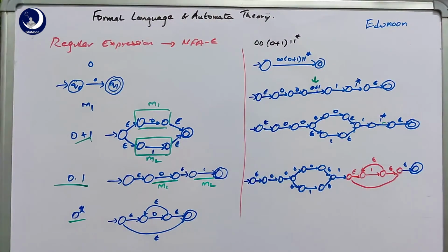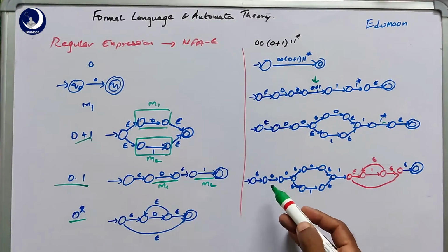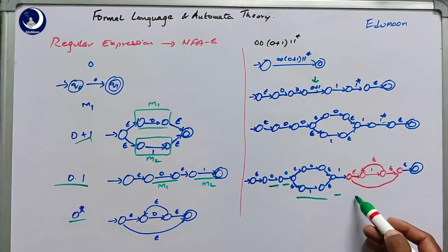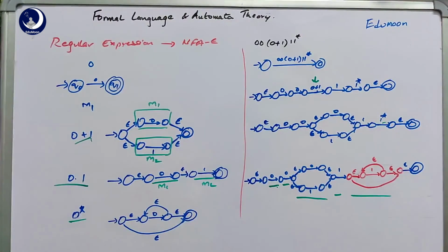For better understanding, I have shown the expansion of 1 star in red. You can see it in the red color. So this is how we design for 0, 0 plus 1, 1, 1 star. You can see here the symbol 0, 0, this is 0 plus 1, 1, 1 star. That is how we design the NFA with epsilon moves for the regular expression.